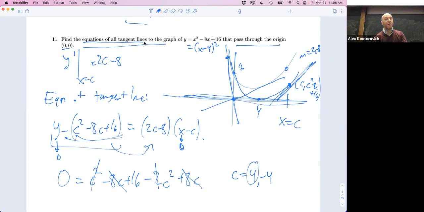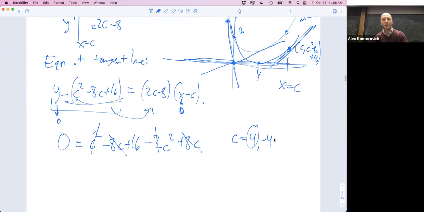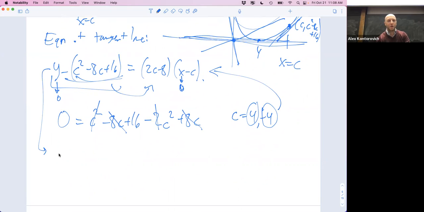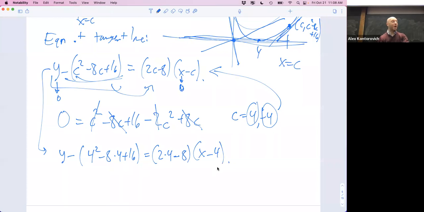Find the equations of all the tangent lines. So I have to find the equations. Not enough to find c. I have to write down what the equations of those two tangent lines are. So I plug in these two values of c into the equation of any tangent line. So the first tangent line will be y minus, I'm setting c equal to 4, 4 squared minus, I know what the answer is going to be anyway, but let's just write it out, is equal to 2 times 4 minus 8 times x minus c. That's one of the equations.